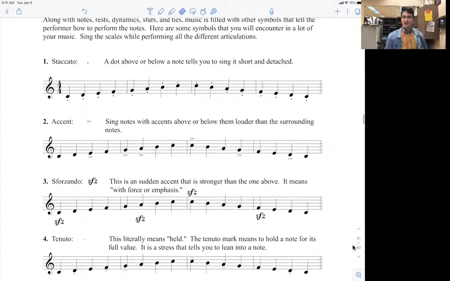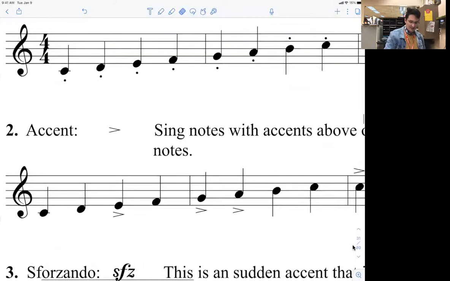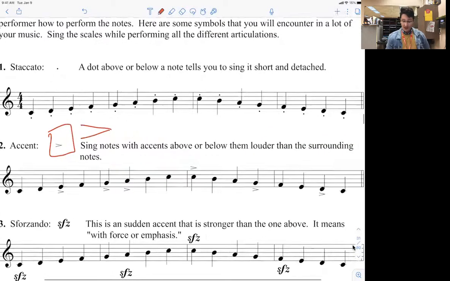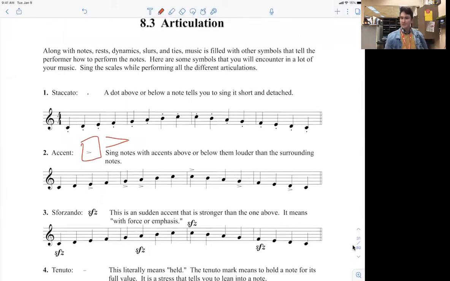The next vocab term that we have is an accent, and there is this symbol right there. You'll notice that it looks almost like a decrescendo, right? But an accent means something completely different. If it's above or below a note, that means that you sing that note louder than all of the notes surrounding it. So here's that scale, starting with do right here. Do, re, mi, fa, sol, la, ti, do, ti, la, so, fa, mi, re, do.